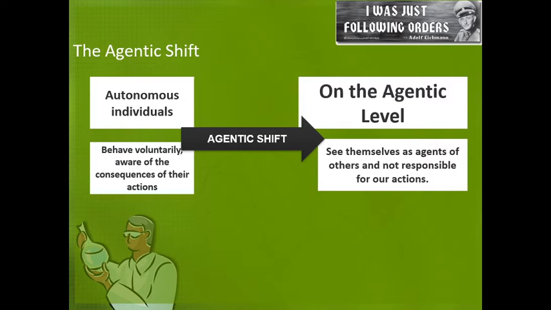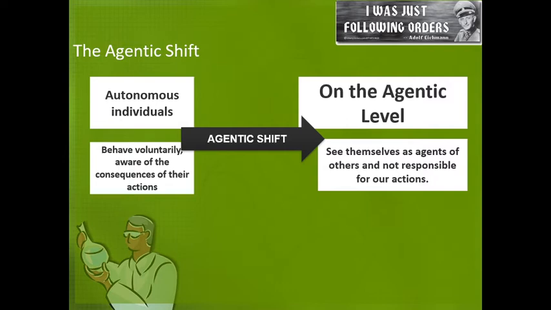Now, when someone asks you to do something, what can happen is we undergo what's called an agentic shift. Basically, instead of having our own responsibility for our own actions, we end up seeing ourselves as an agent of that person. So instead of thinking, "Oh, I'm responsible for this thing I'm doing," we then think, "Oh, they're responsible for this thing that I'm doing." And that's called being on the agentic level.